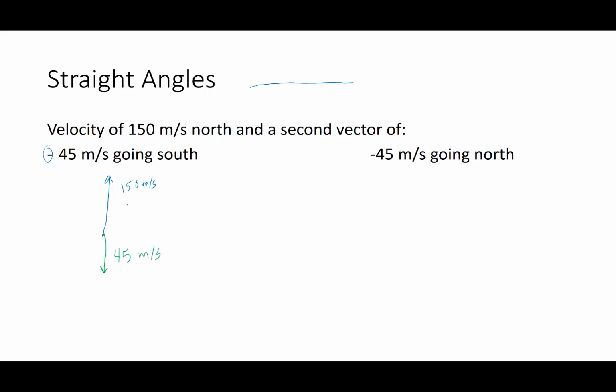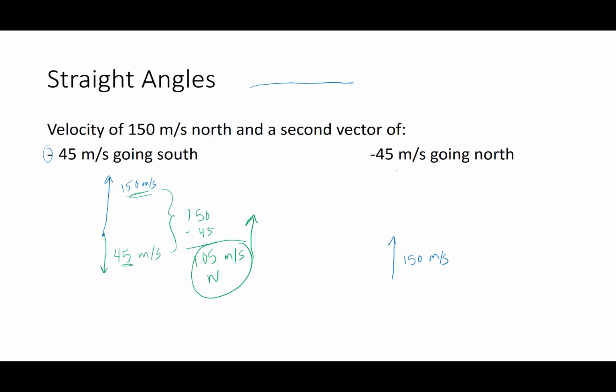In this situation, because they are going in opposite directions, they are going to work against each other. So to find our resultant, we would take our 150 minus our 45, because they are going in opposite directions, and that would leave us with 105 meters per second. It is going to be going north because that was the vector with the larger magnitude of the two. So our resultant for this question would be 105 meters per second going north.